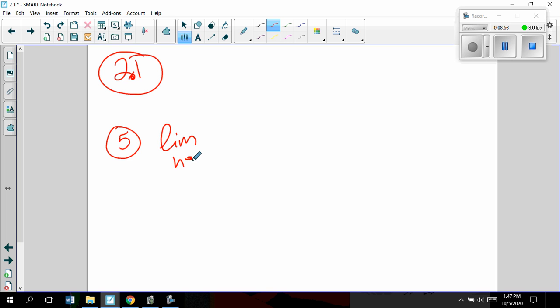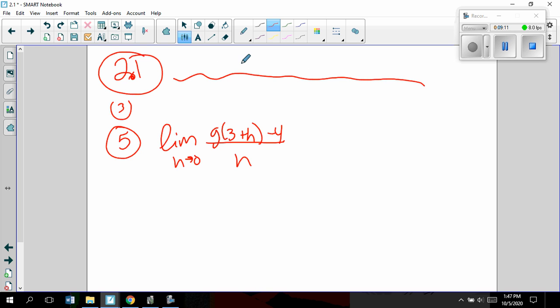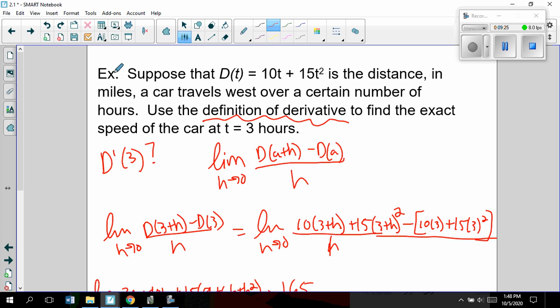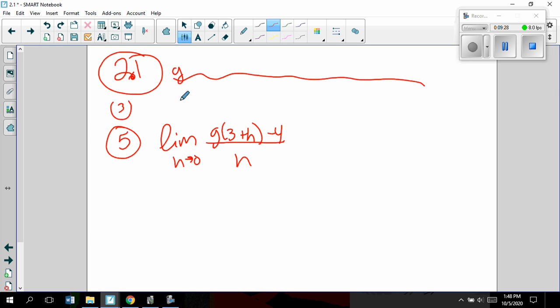Your limit is h goes to 0 of g of 3 plus h minus 4 over h. Now notice above question 3, so here's question 3, there's this whole bunch of information about g, and then there's like 7 things listed up there. So 5 says to evaluate this. I don't have to evaluate like I just did those last 2 because I don't have an equation. Plus, the directions do not say use the formal definition of a derivative to evaluate. It doesn't have that. Okay, this is more of a notational recognition of what does this mean.